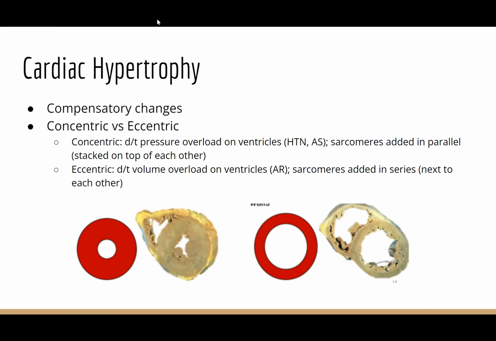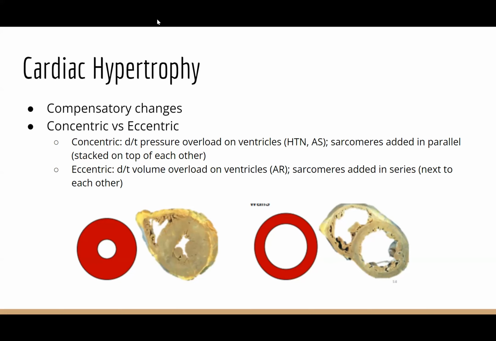So concentric is going to be pressure overload on the ventricle. So hypertension, aortic stenosis. Because with aortic stenosis, you're not going to have the stroke volume, so you're going to get the blood coming back into the heart. So you just have a pressure overload.